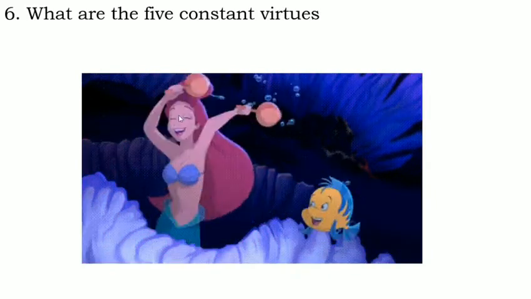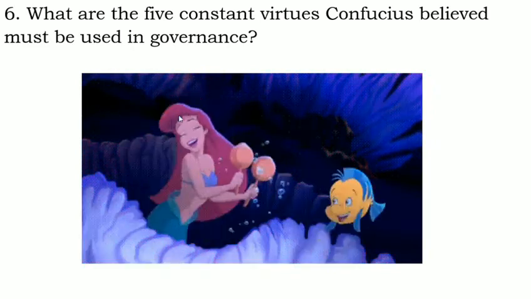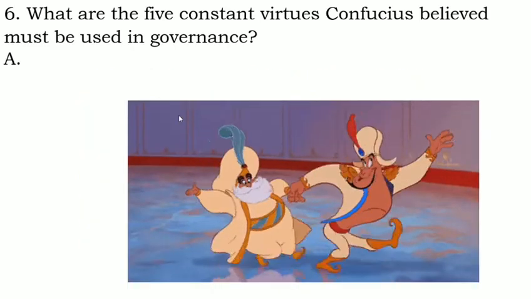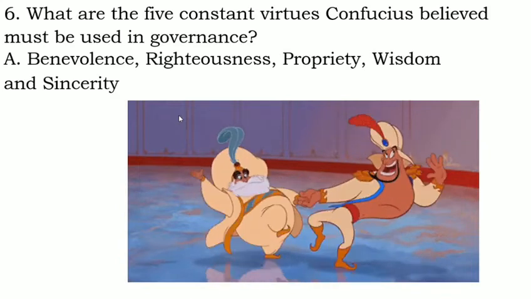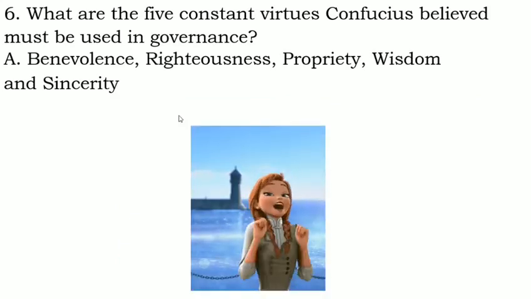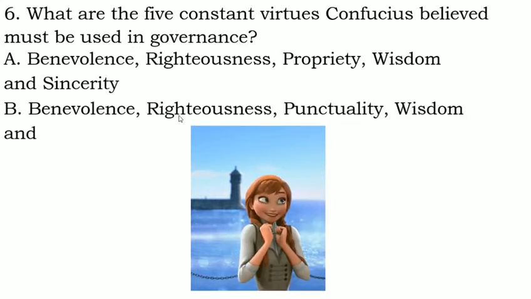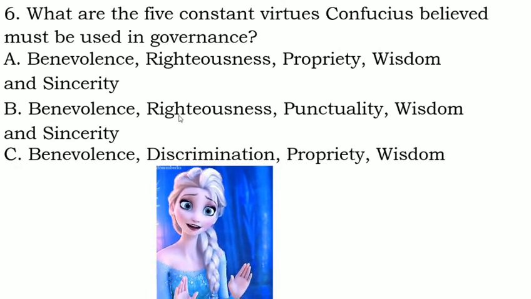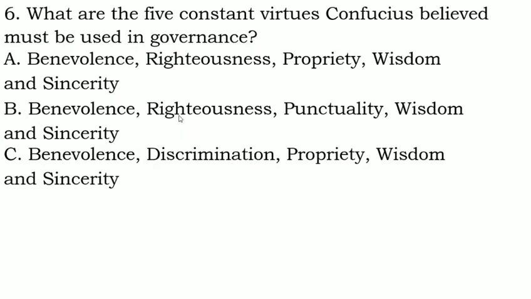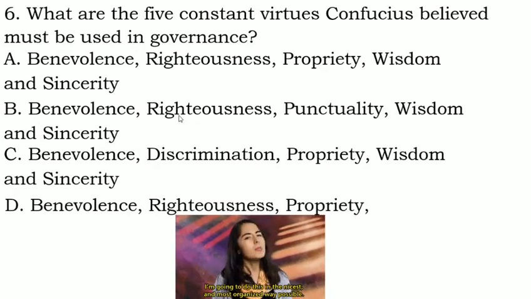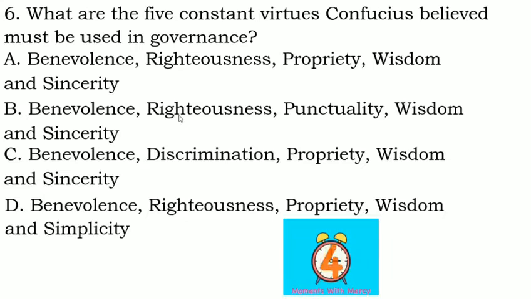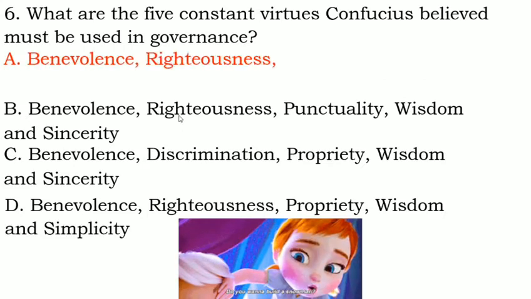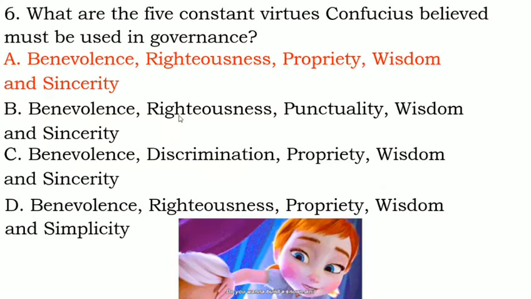Number 6. What are the 5 constant virtues Confucius believed must be used in governance? A. Benevolence, righteousness, propriety, wisdom, and sincerity. B. Benevolence, righteousness, punctuality, wisdom, and sincerity. C. Benevolence, discrimination, propriety, wisdom, and sincerity. D. Benevolence, righteousness, propriety, wisdom, and simplicity. Alright, the answer here is option A. Benevolence, righteousness, propriety, wisdom, and sincerity.